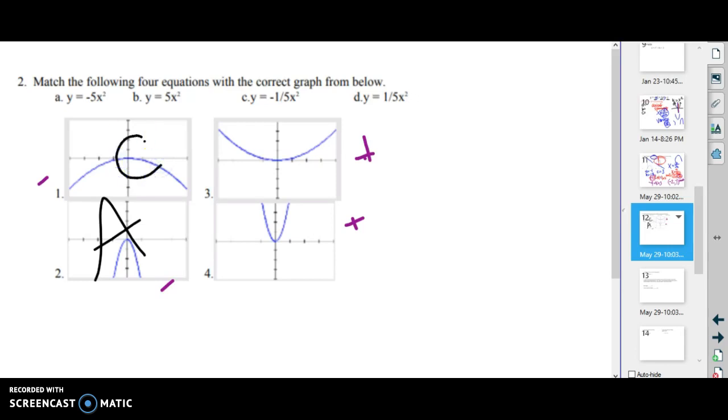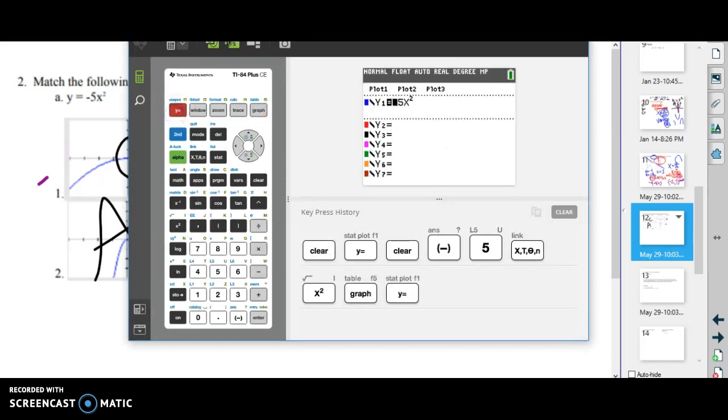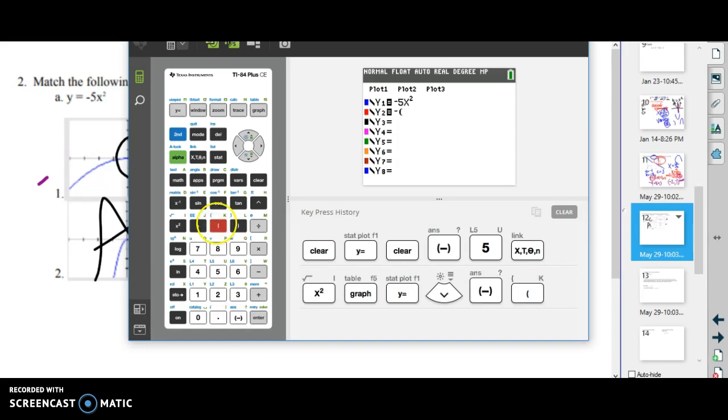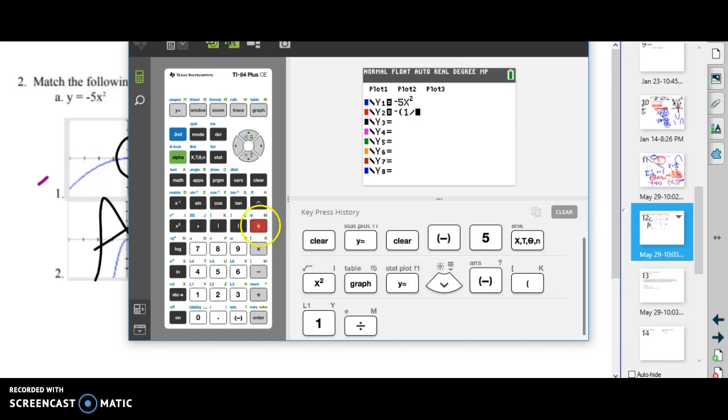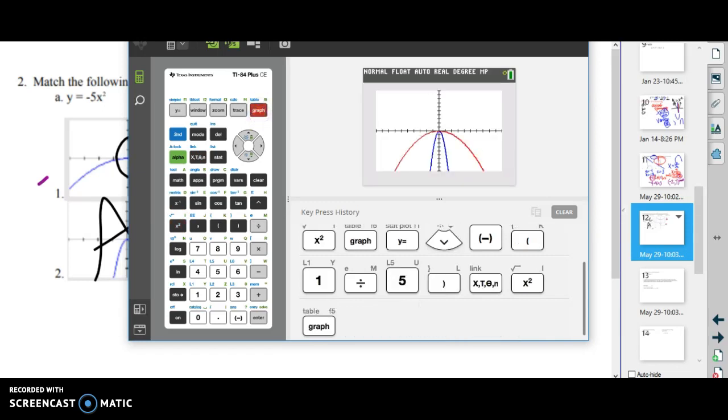If you don't believe me, then you just go back in and hit y equals. And I'm just going to do number 2. Do you see how mine is blue and red? If you have your own calculator, you might have different colors. I'm going to say negative, and then I'm going to put 1/5 in parentheses. Just because it's a fraction, I want to make sure it sticks. So x squared, graph it. Okay, so blue will be the skinnier one. Oh, look, there, it's wider.